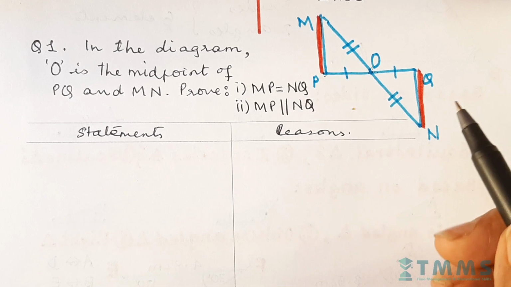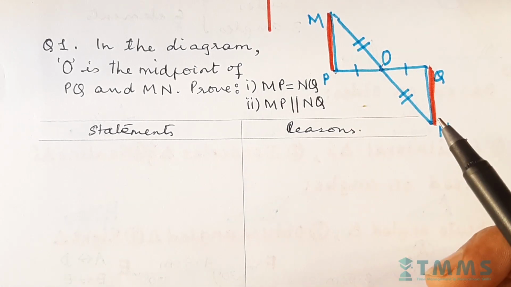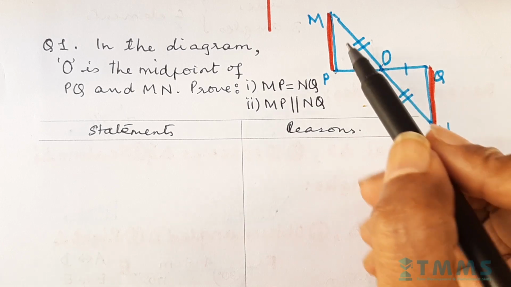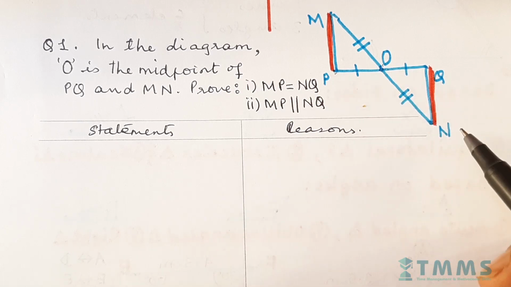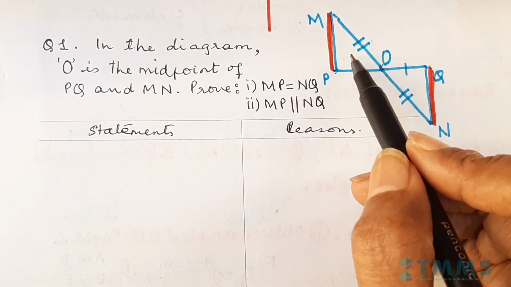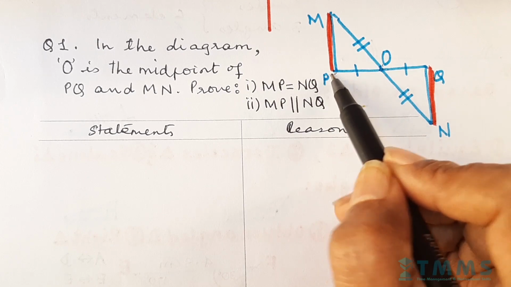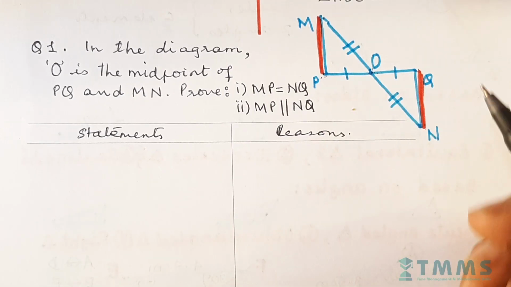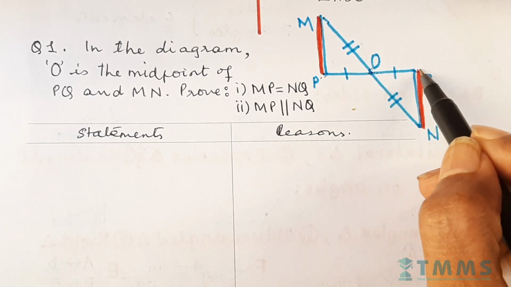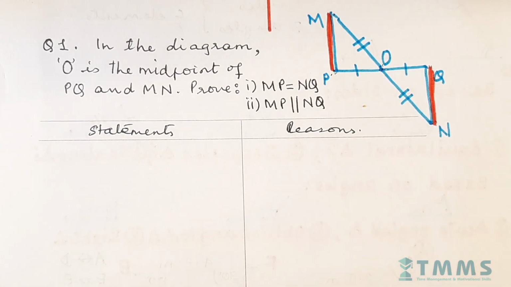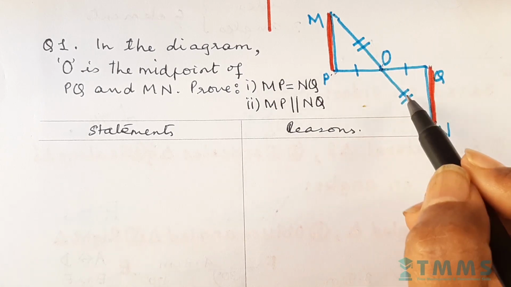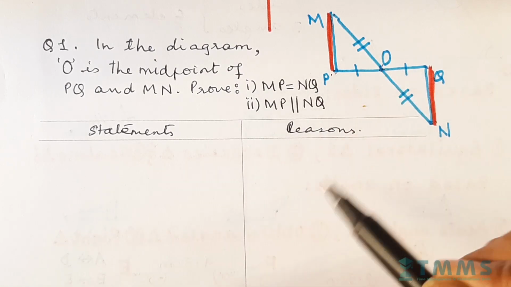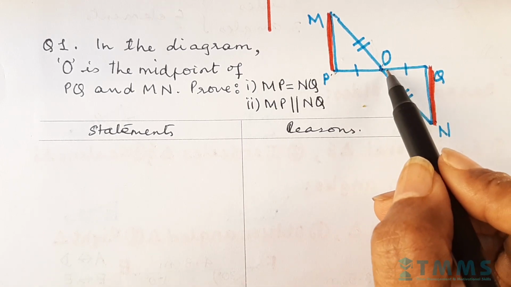If they are to be equal, then they should be part of the triangles which could be congruent. Now MP is part of this triangle and NQ is part of this triangle. So we have to check whether this triangle, which one, POM, is it congruent to this triangle which is QON. Now remember, all the tests that we have for congruency, we have here this side and this side. So we have been given one side, and this side and this side, they are equal.